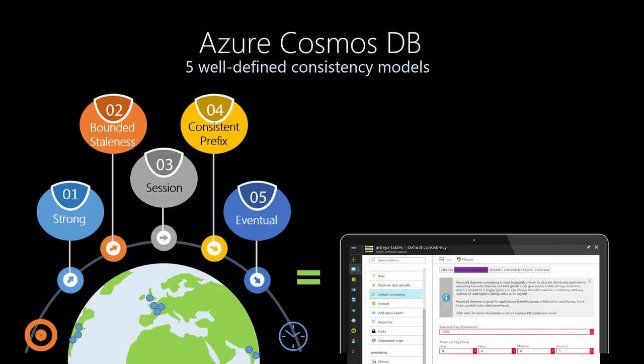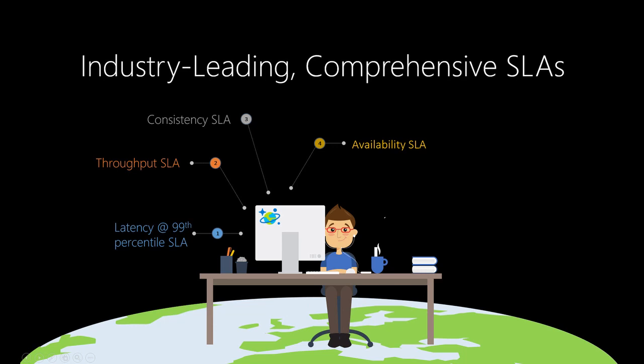Next, we have the 5 well-defined consistency models. Starting from the left, we have strong. Think of a stock trading or a bank transactional application. You might want a strong consistency level, and all the way over on the right, eventual might be appropriate for something like social media posts. So that is something that you can pick and change at any time. We touched on SLAs, but those come in 4 different categories: availability, consistency, the throughput you require, and then the latency, all guaranteed for you.